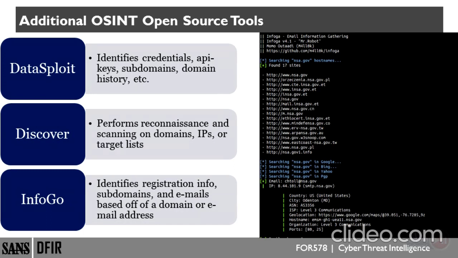Discover tries to find all the different domains, IPs, and things that correlate to each other. Like if I go over here and I say, all right, NSA.gov, what are some host names? Well, here's a lot of host names related to NSA.gov. And what's that weird one? Something.nsa.gov.pl. That's weird. That's interesting.